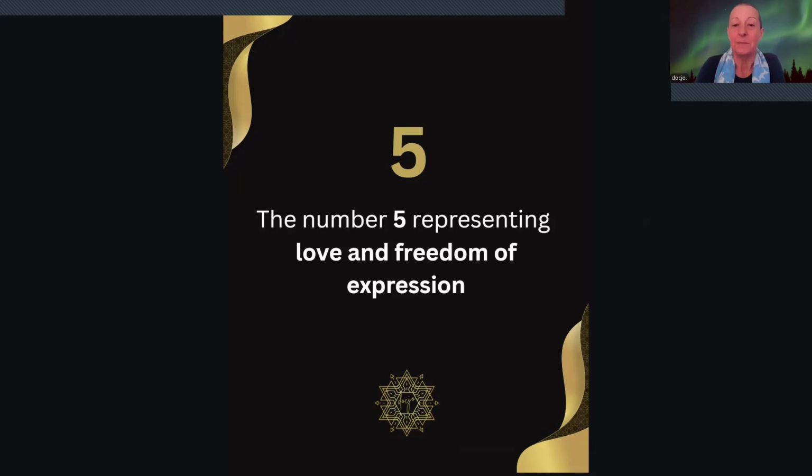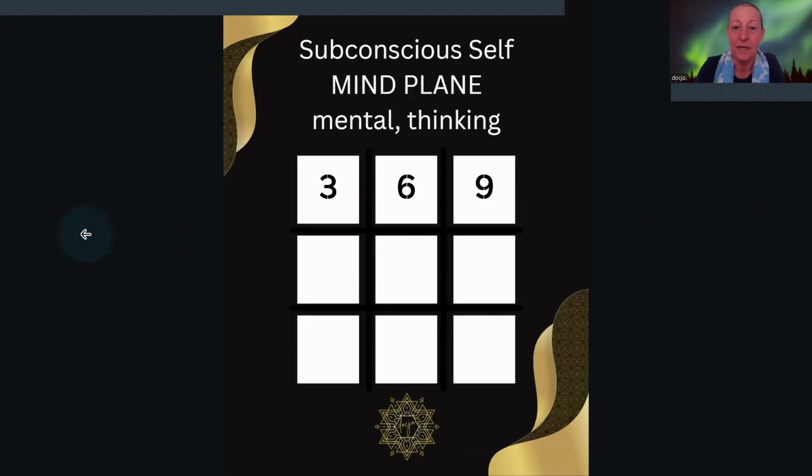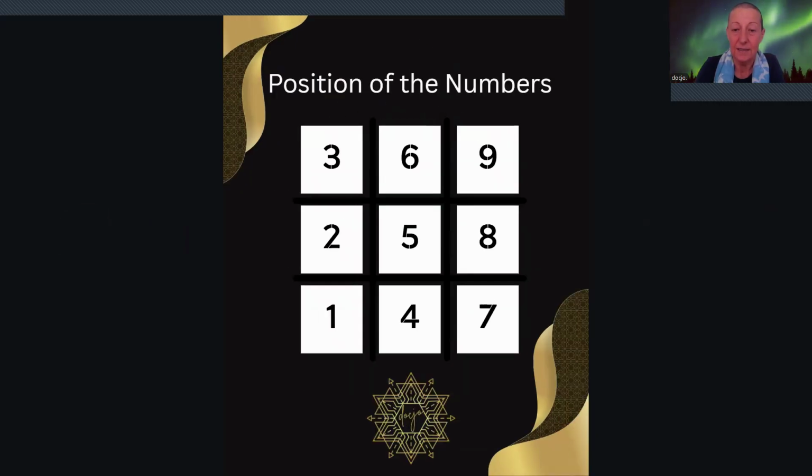The number 5 in the middle of the soul plane is love and freedom of expression, which is quite ironic when we think about where the 5 is positioned on the chart. If I go back a couple, we can see that it's in the center of the chart, and it's the only number that's completely boxed in. All the other numbers that surround it are open to the universe. It's also the only number that touches every other number on the chart.